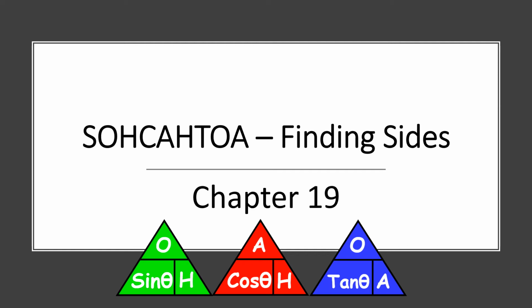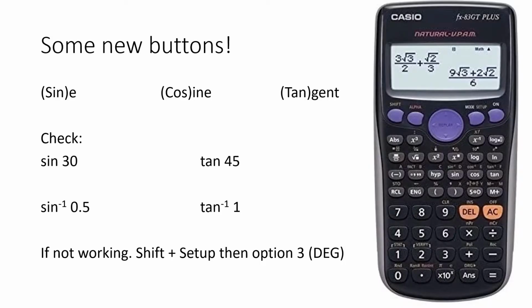Okay folks, we're going to continue with chapter 19. We're still looking at right angled triangles, but this time we're going to think about the angles themselves. So I'll start off by saying this is very definitely a calculator topic. Make sure that you've got your calculator handy, and I want you to have a quick look and find three buttons. That is the one that says sin, cos and tan.